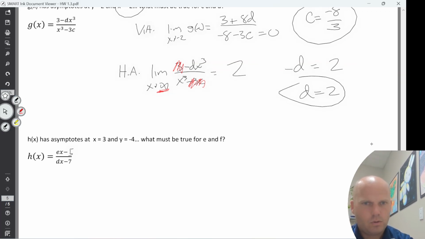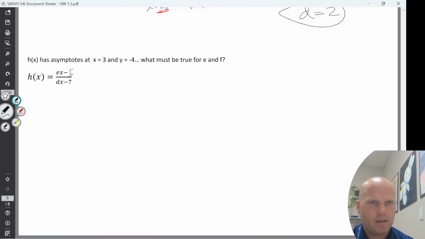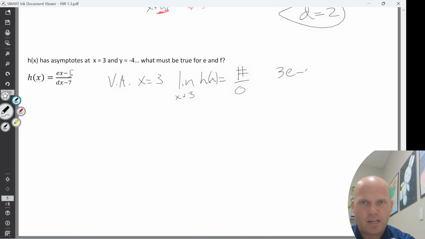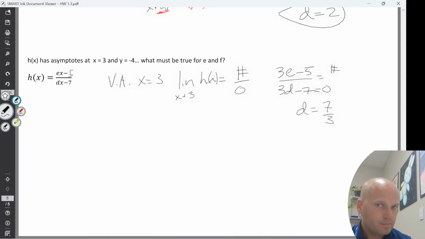Cool, last question. This homework honestly isn't that bad. It used to be one of the biggest homeworks, but I feel like the continuity homework's worse than this one. We got a vertical asymptote at x equals 3. That means my limit as x approaches 3 of my function should give me some number over 0, positive or negative. Well, if I plug in 3, I get 3e minus 5 over 3d minus 7. This should be a number over 0. It will be when d is 7/3.